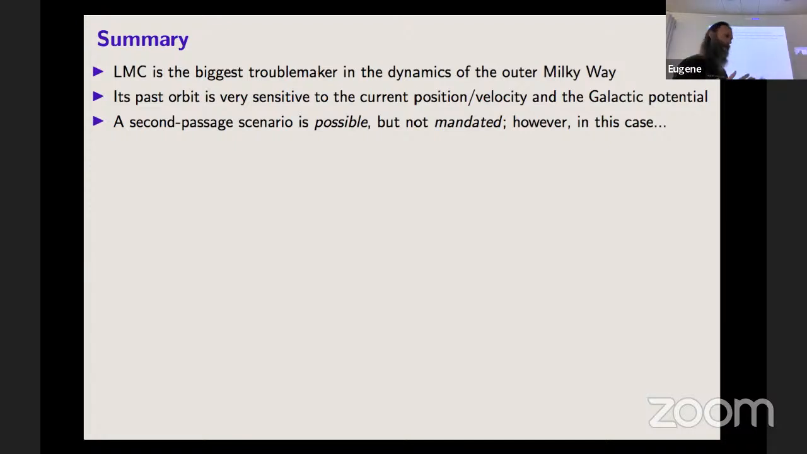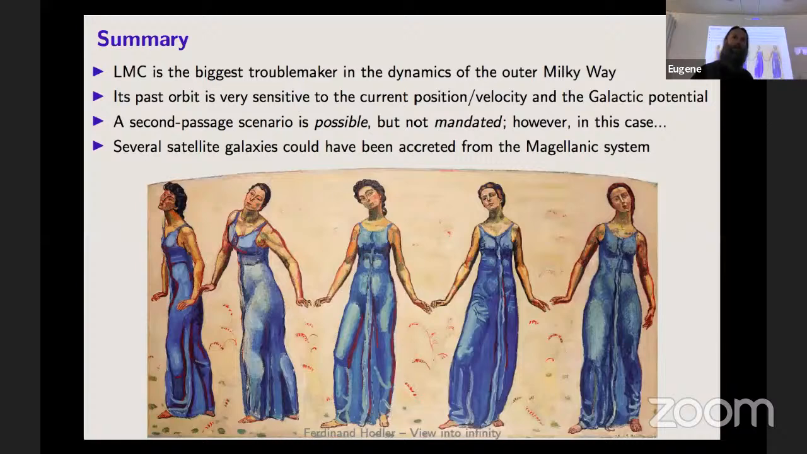And very annoyingly, its past orbit is rather uncertain because its present-day position and velocity are so close to the escape velocity that even small changes in the galactic potential or small changes in the assumed velocity of the LMC lead to very different past orbits. But that could also be turned around and used as a very sensitive probe of the dynamics of the Milky Way in the past. And the second passage scenario, as I said, is possible. It's not mandated, but it's quite possible. And in this case, it will naturally explain why the LMC comes with this entourage of beautiful ladies.